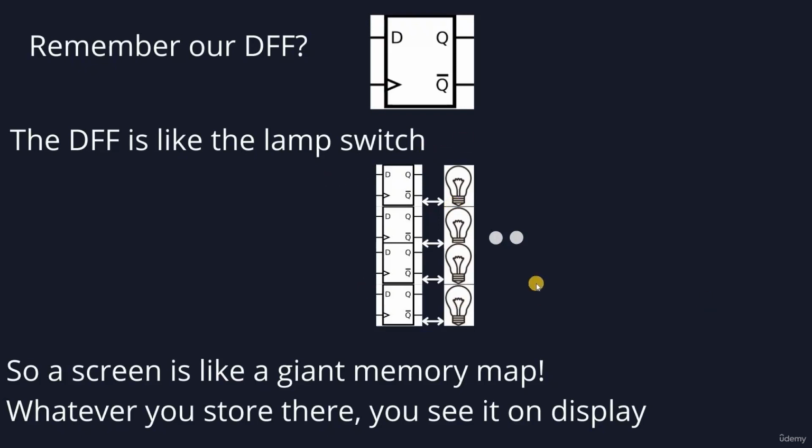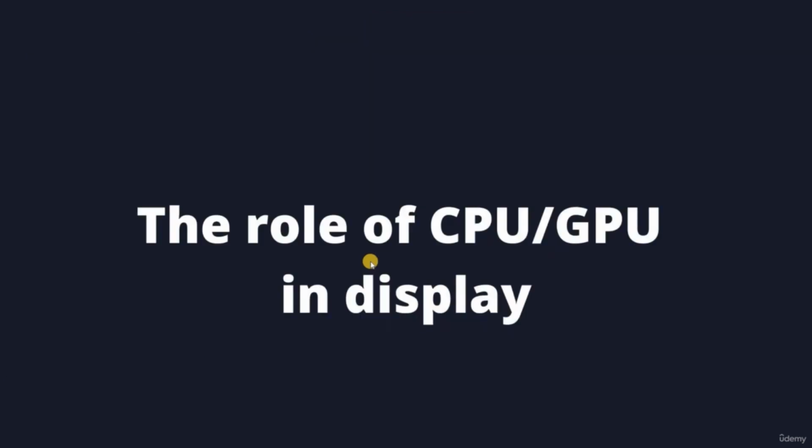So if you have a 200 by 200 screen, you're going to have 200 by 200 flip-flops and a 200 by 200 lighting unit connected to each flip-flop. Then whatever you store in here, you're going to see it on the light bulbs, which will give you the illusion that you're seeing shapes, numbers, or whatever you're seeing on the screen. You're going to form letters, you're going to form images, just by changing what you are storing in these storing units. Now, let us see what the role of a CPU or a GPU in display is.